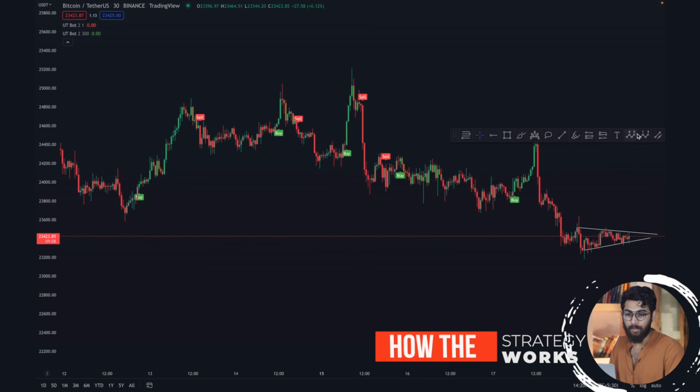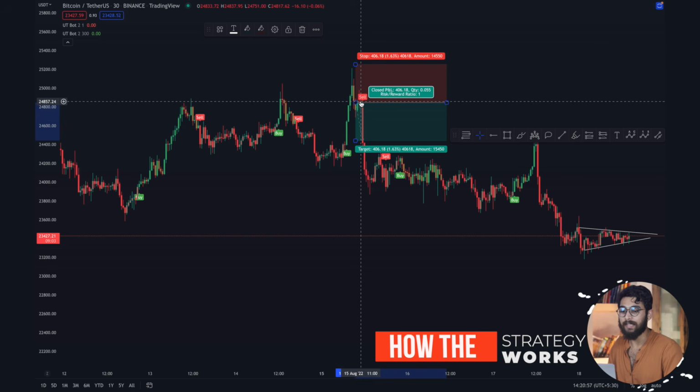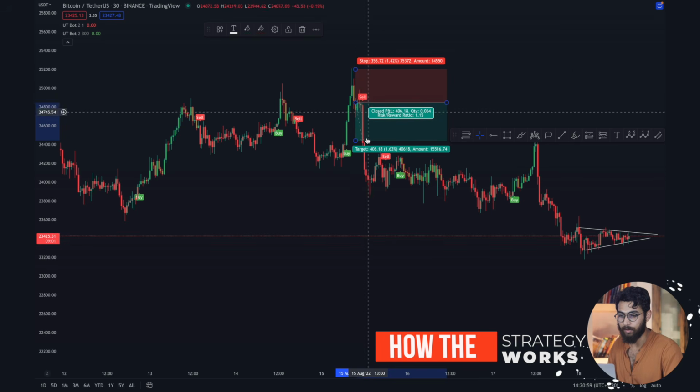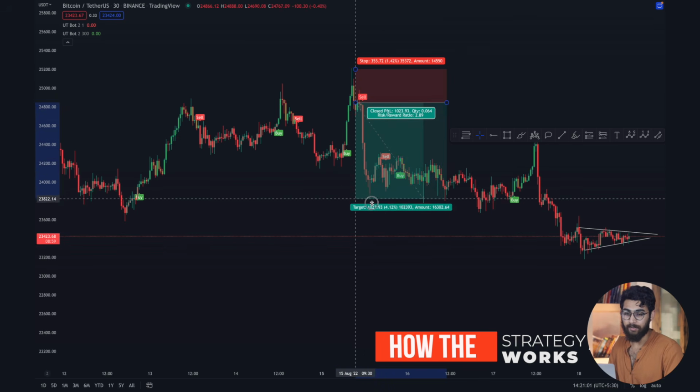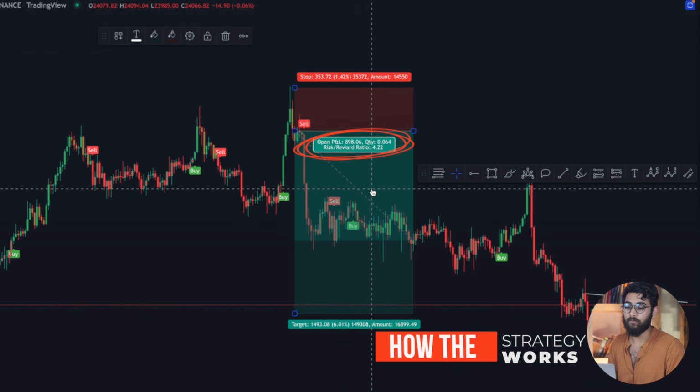Like if you can see at this point over here, it gave us a sell signal. So if we enter a sell trade over here, the price moved down till this point and it is still moving down. And it almost gave us a risk to reward ratio of 4.22. Now you can clearly see how well this indicator works, but there were also some false signals.